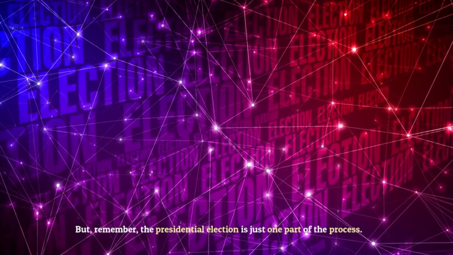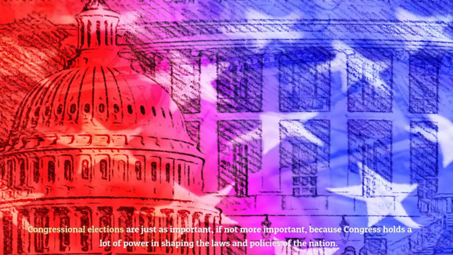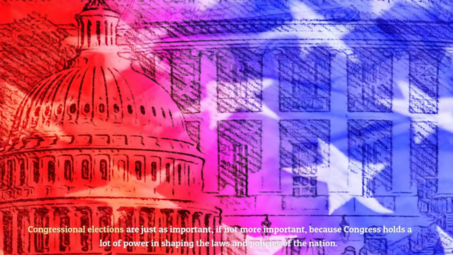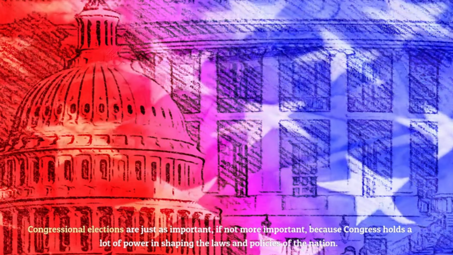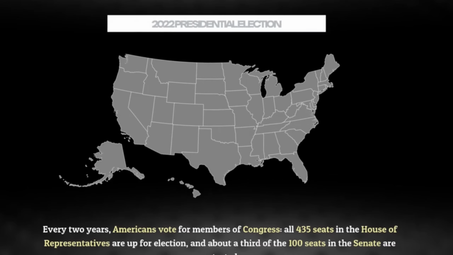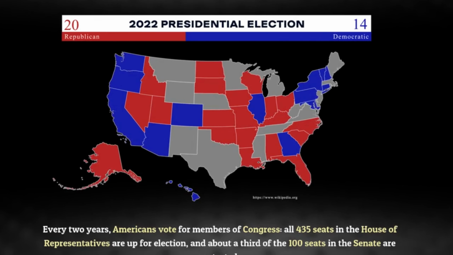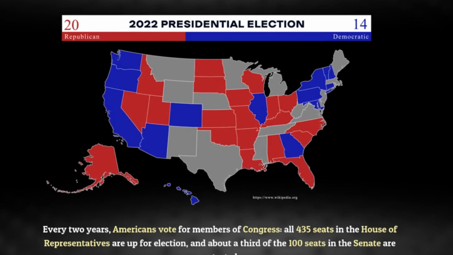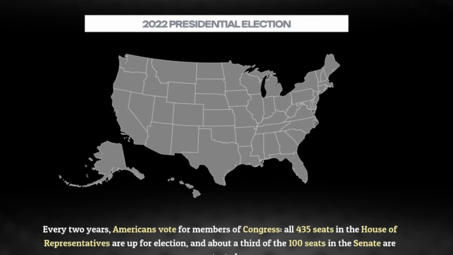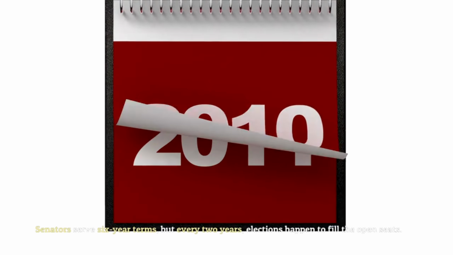But, remember, the presidential election is just one part of the process. Congressional elections are just as important, if not more important, because Congress holds a lot of power in shaping the laws and policies of the nation. Every 2 years, Americans vote for members of Congress. All 435 seats in the House of Representatives are up for election, and about a third of the 100 seats in the Senate are contested. Senators serve 6-year terms, but every 2 years, elections happen to fill the open seats.